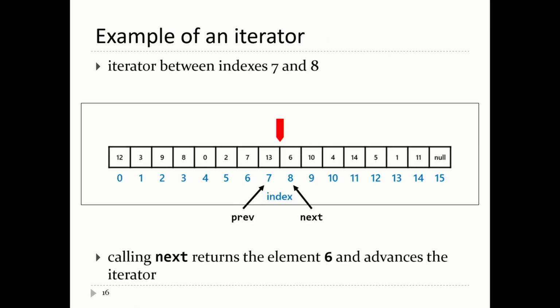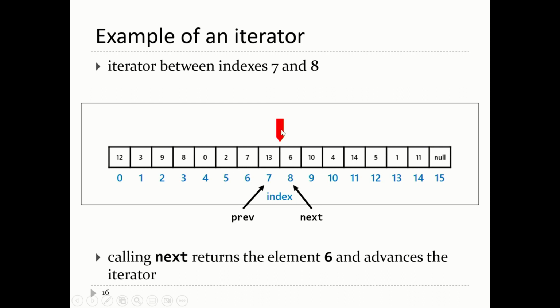So an iterator sits between elements in a list. My iterator is shown in red. The element before the iterator is the 13, and the element after the iterator is the 6. The indexes of those two elements are 7 and 8. If your iterator is in this position, the only way it could have got here, because it starts at the front, is if you called next a bunch of times.